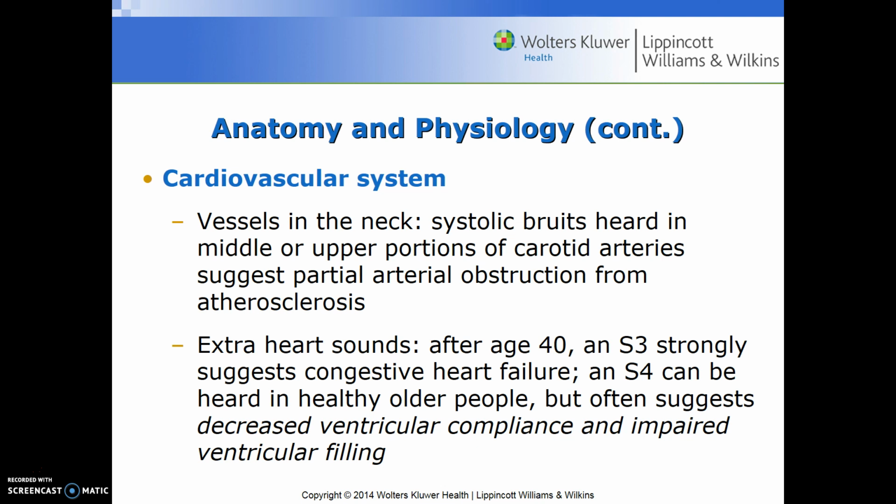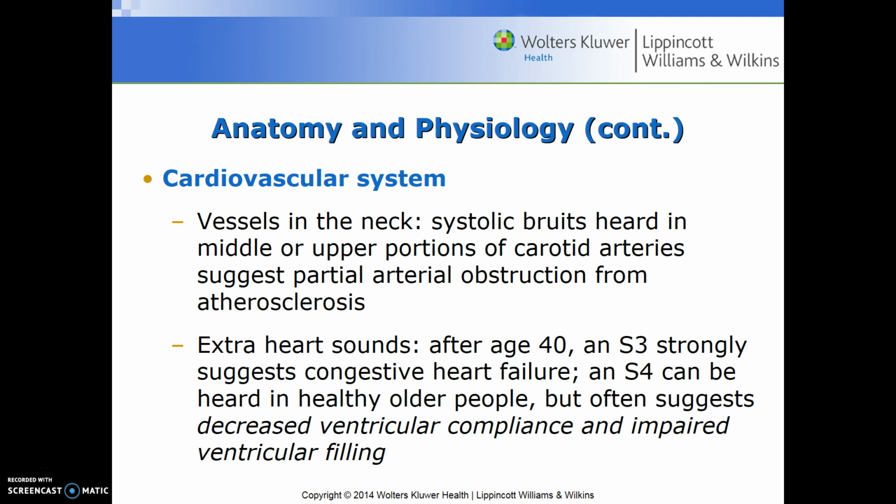Cardiovascular wise, it behooves us to understand this process of aging. Systolic bruits heard in the middle or upper portions of the carotid arteries do suggest a partial arterial obstruction from atherosclerosis. Well, if they have obstruction in the carotid arteries, they probably have obstruction in the coronary arteries.